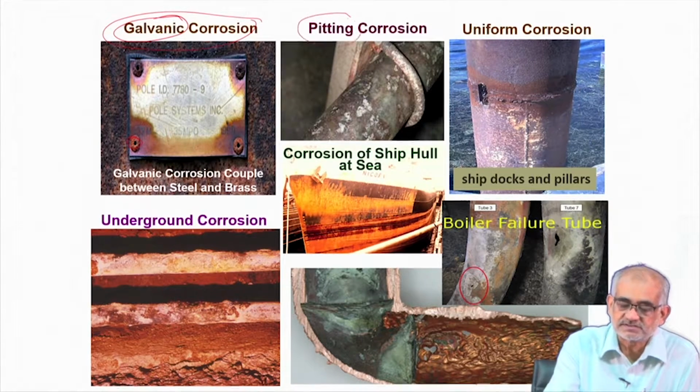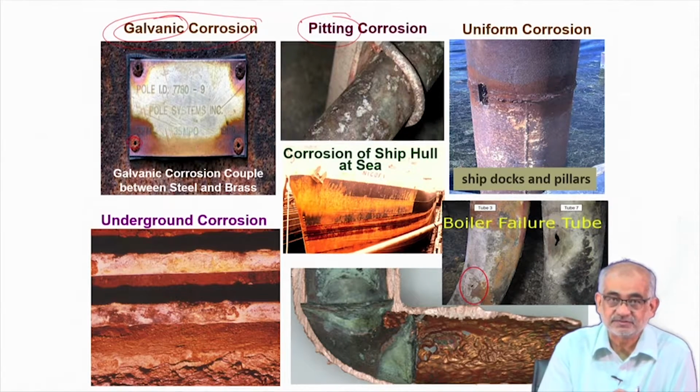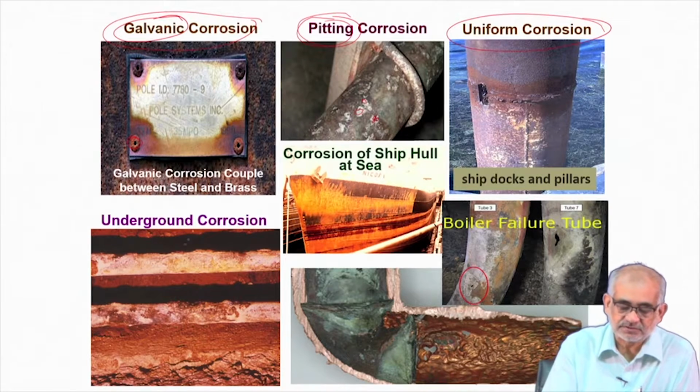If it occurs in a form which actually has a larger aspect ratio, meaning the penetration is deeper than the spread in the width, as a result you actually form these pits, small pockets, where the damage on the surface is not so wide, but the damage below the surface is much deeper, which is even more dangerous. So we can see either uniform corrosion or localized or pitting corrosion.